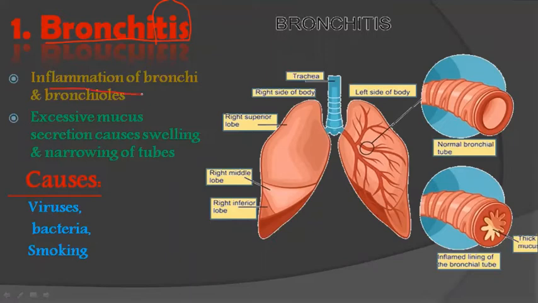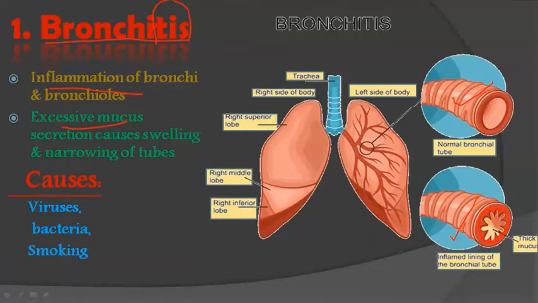So it is actually inflammation of the bronchi and bronchioles: that is the trachea, that is the bronchi, and then we have the bronchioles as well. That is a normal bronchial tube, and that is an abnormal or inflamed lining of the bronchial tube. We see that excessive mucus is secreted, and by that this tube of the bronchi or bronchiole gets narrow and swollen, like it gets inflammation.